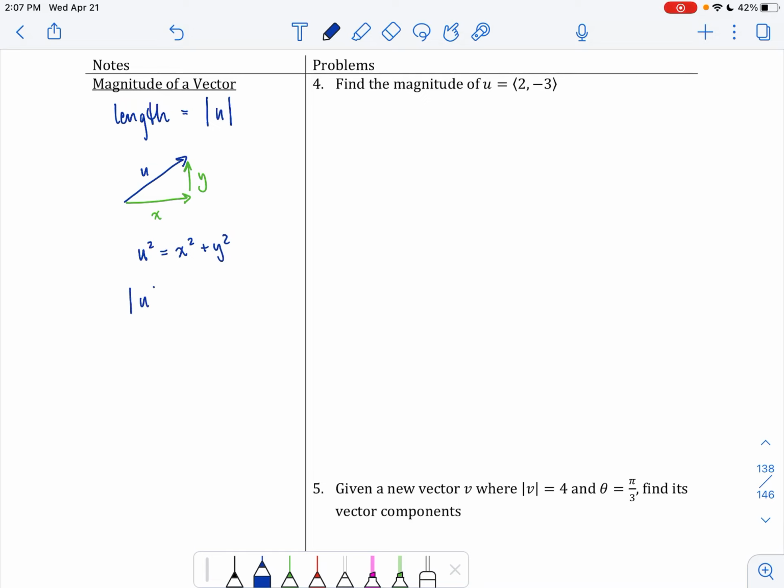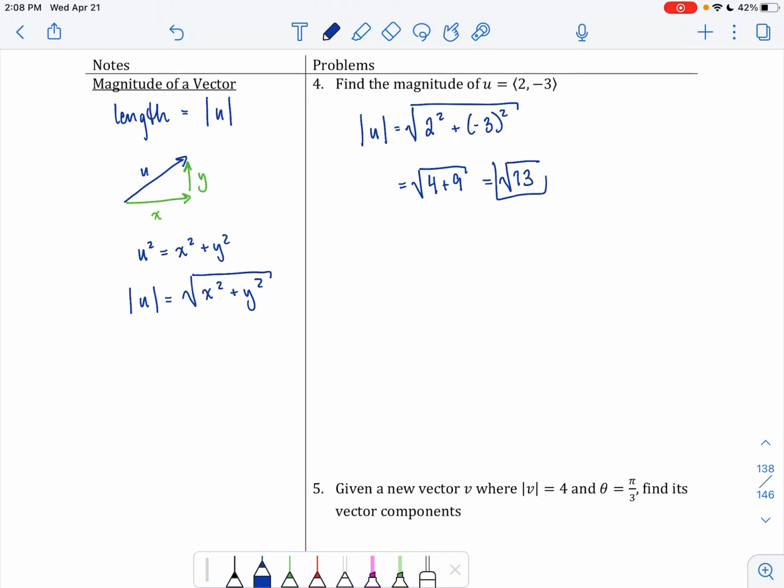So what you'll often see as the formula for magnitude is the square root of the horizontal component squared plus the vertical component squared. So here, if it says find the magnitude of u, which again is 2, -3, you can just use that formula. So the magnitude of u, which again we write with absolute value signs, is equal to root 2 squared plus -3 squared, which is root 4 plus 9, which equals root 13.